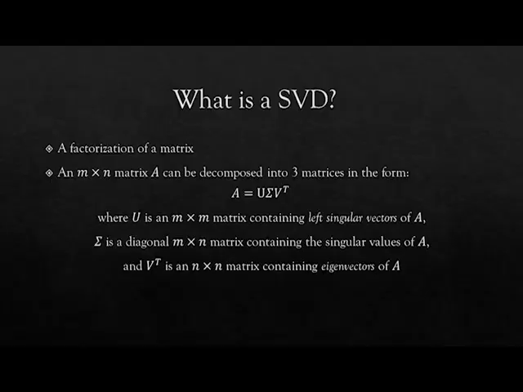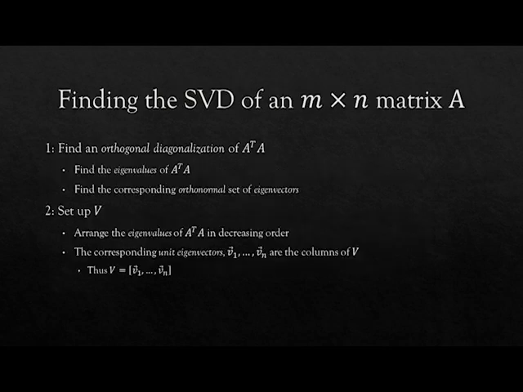What is a singular value decomposition? Well, a singular value decomposition is the factorization of an m by n matrix into three separate matrices, U, sigma, and V transpose. U is an m by m matrix containing left singular vectors of A. Sigma is a diagonal m by n matrix containing singular values of A. And V transpose is an n by n matrix containing the transpose of the eigenvectors of A.